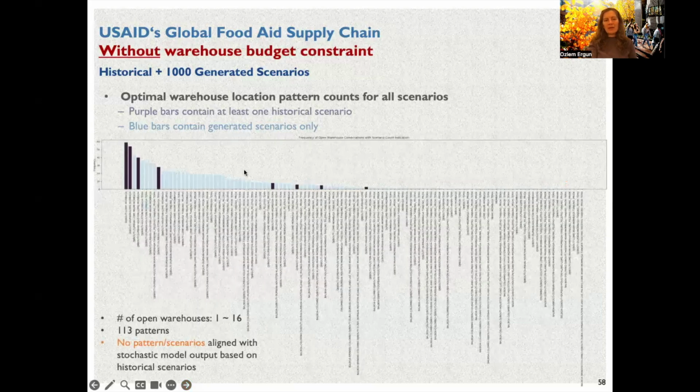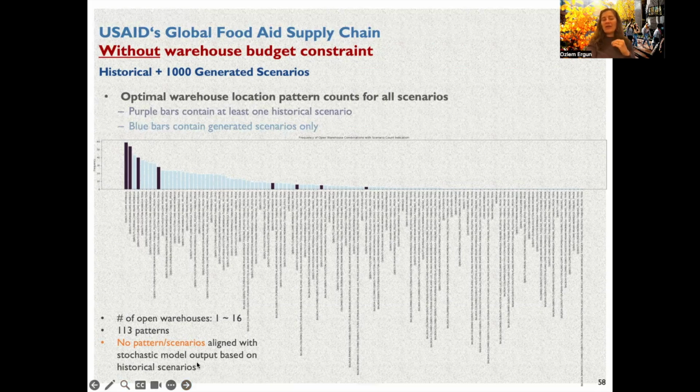Furthermore, the slide before was with the budget constraint. When we took away the budget constraint, we got a similar story. In fact, we ended up getting more than 113 patterns. I mean, obviously, when you get rid of a constraint, your feasible space gets larger. So it was expected that we saw more warehouse patterns getting opened for different scenarios. But still, at least a few of the optimal solution patterns were seen frequently enough for a significant number of the scenarios.